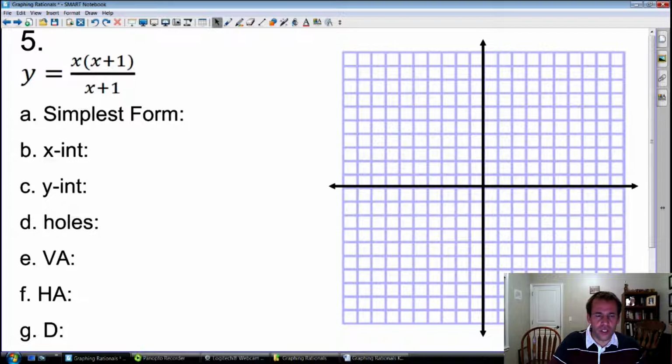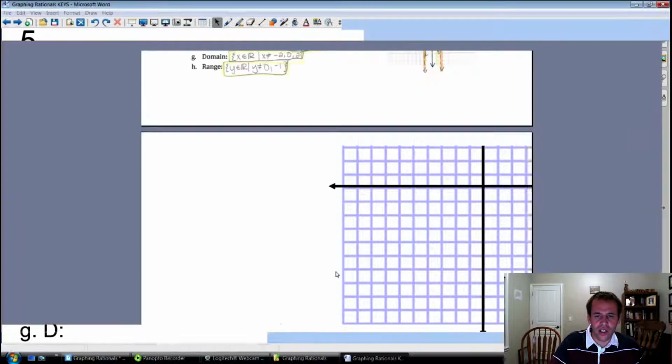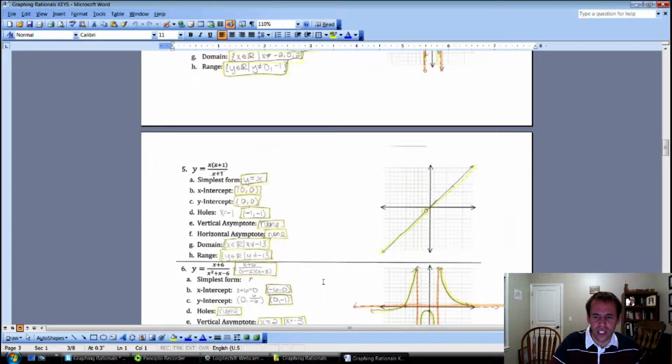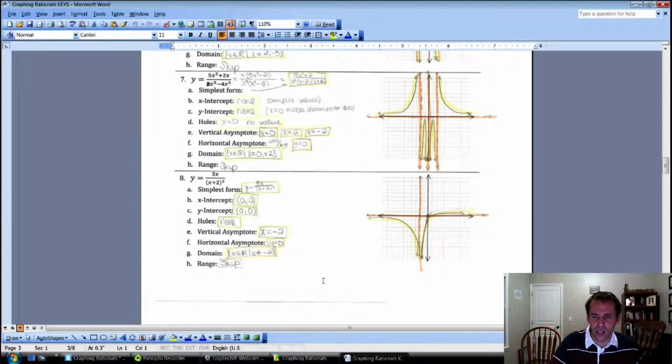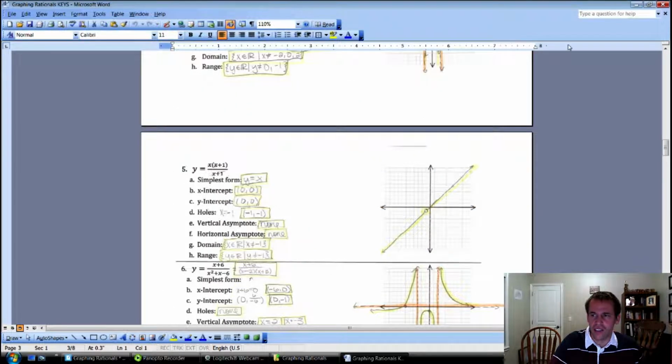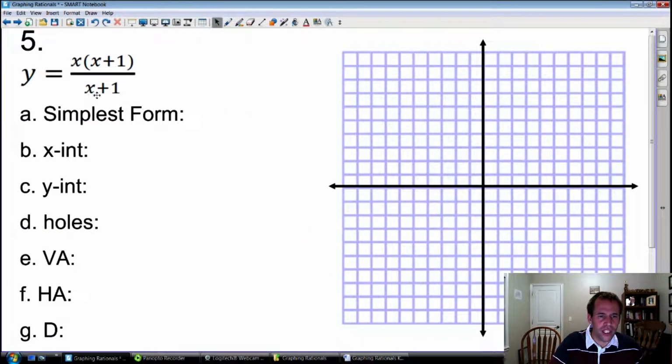Then let's jump over to number 5, I believe, that also has a hole in it. These ones are kind of weird, so hopefully I can show you those in class. Number 5 has a hole in it, and let's see where that hole is. Where the x plus 1's cancel out, right? Whoa, this is crazy. So let's write it again. Go ahead and write it on your paper.